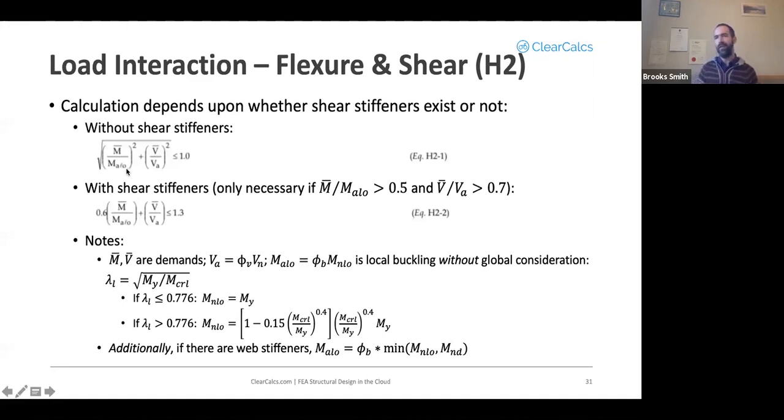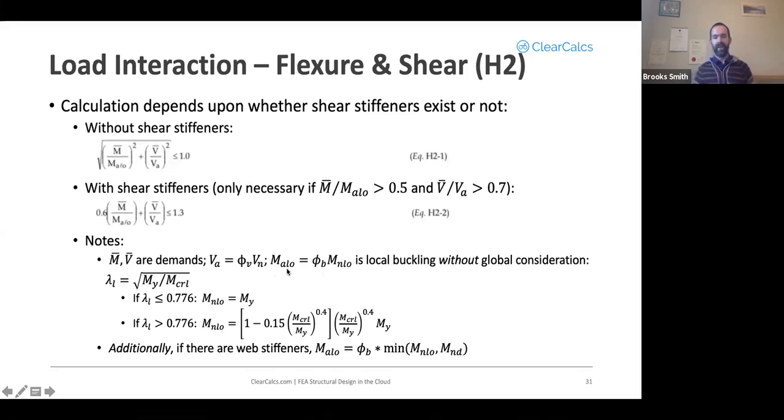MALO is a slightly different equation. Theoretically, it's equal to MNL, but without considering global buckling. So what does that exactly mean? It means the codes will give you a number of parameters to substitute in. I'll just give you what the actual equations work out to.